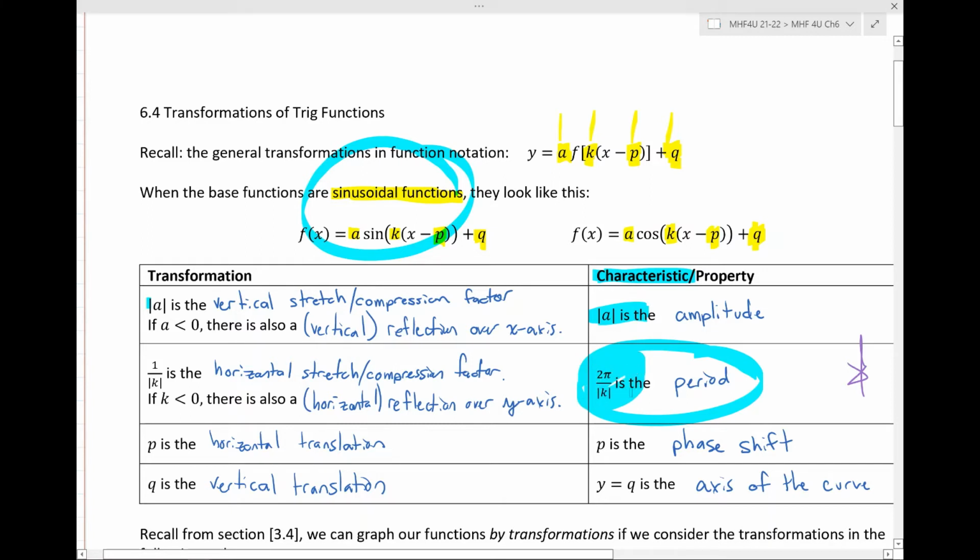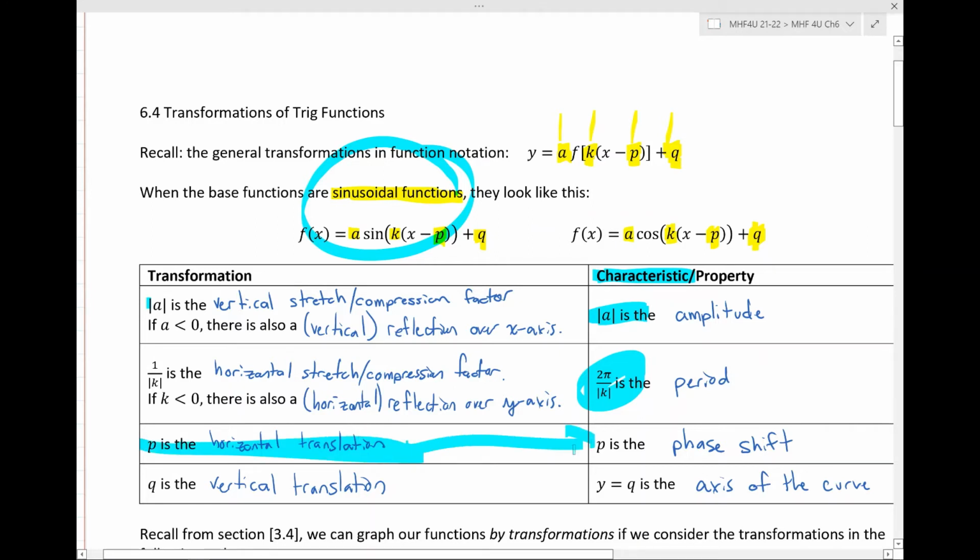Now, a horizontal stretch or compression factor will directly affect the period, and you'll see this 2 pi over K, which might look pretty funny to you. That'll make a little more sense after we go over section 6.3. The horizontal translation comes from P. We just call that a phase shift when we're working with sinusoidal functions. We happen to use that terminology, so you need to be ready to hear it. And a vertical translation gives us the axis of the curve. So if it's being translated 4 units up, then our axis of the curve would be y equals 4.